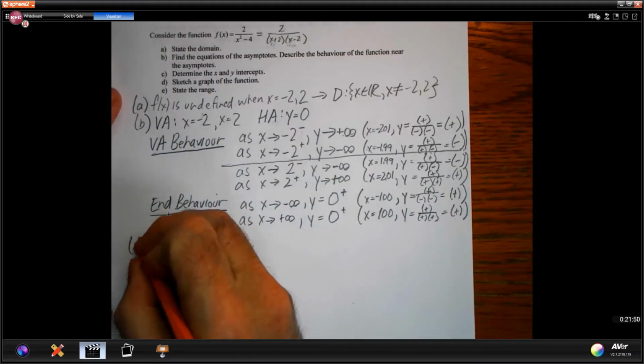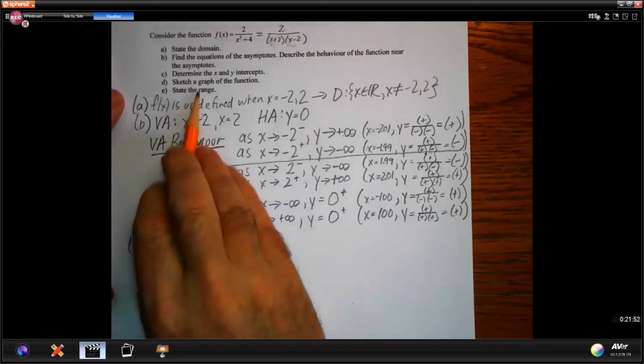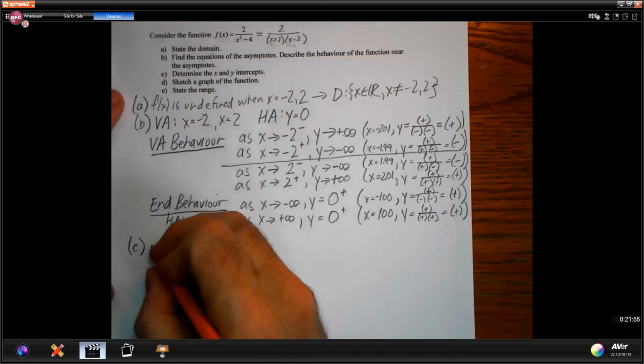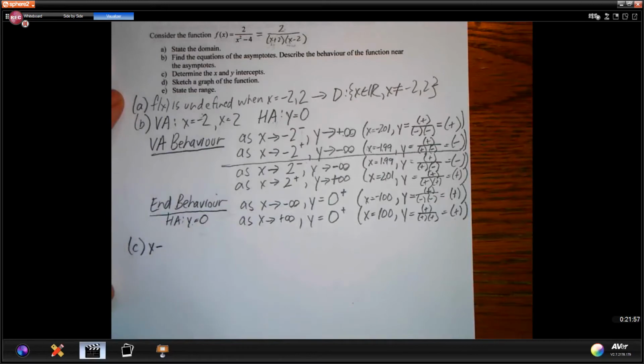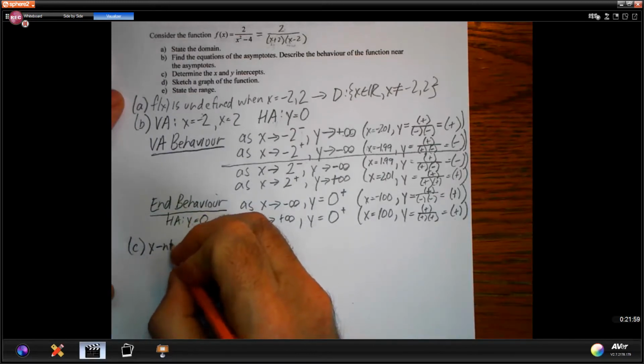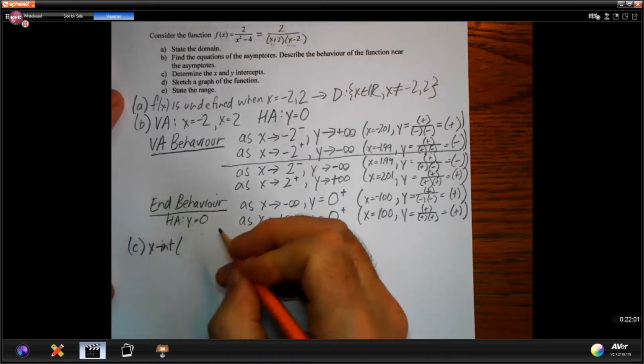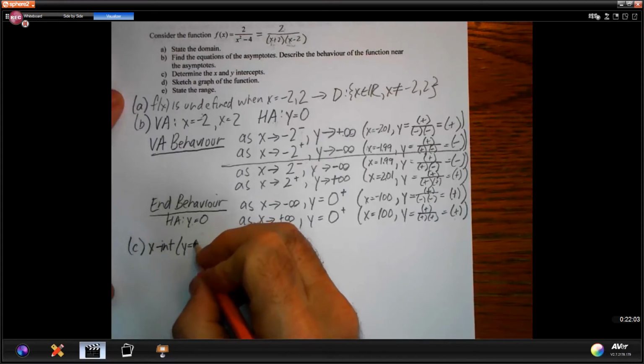Then before we do our sketch, we're going to try to determine x and y intercepts. These are also important values that can help with our sketch. So remember, the x-intercept is where y equals 0.